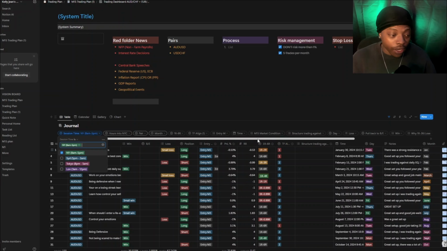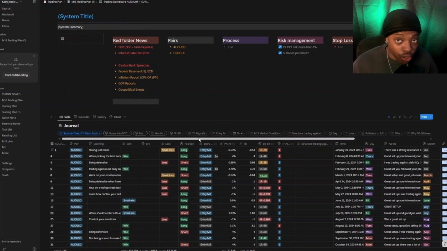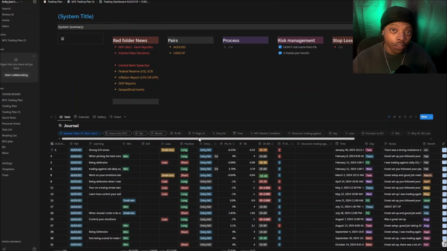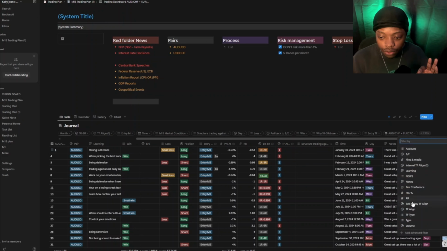Now, before I continue with how to use this journal, where you could get this journal is from a YouTuber named tomtrades. He put me on. That was his journal. I'm not taking credit for this journal. But what I could say is that I changed a lot of things for this journal. His was completely different. I changed a lot of filters for this journal. Now, for the filters, I could add a new filter to this journal. These are my filters that I could add or remove.